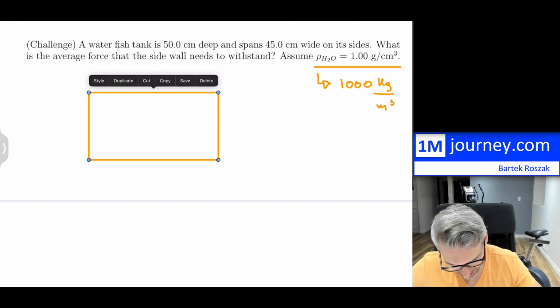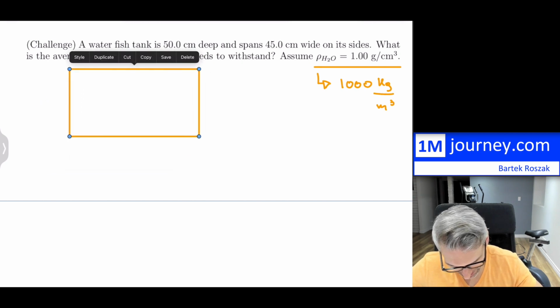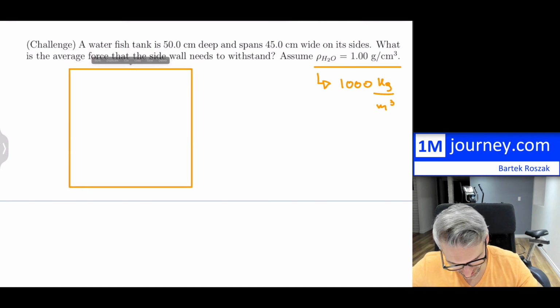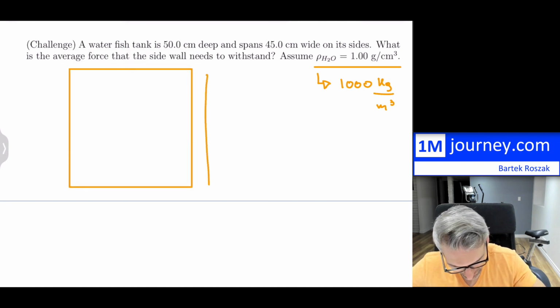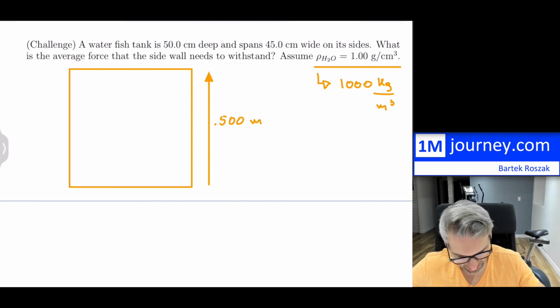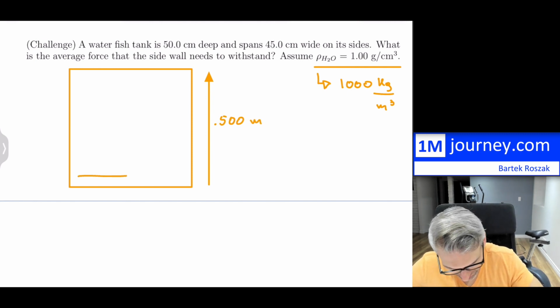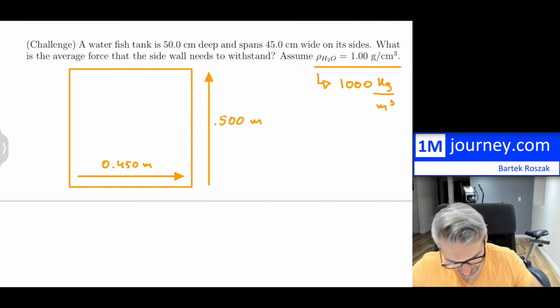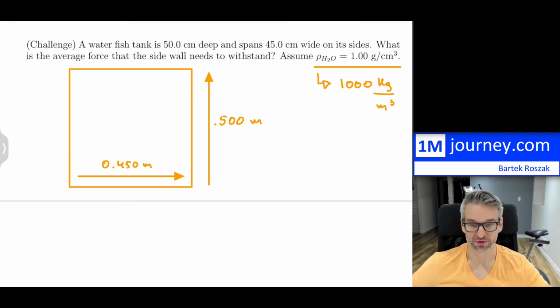If it's 50 centimeters deep, it doesn't look exactly like this, so let me make it proportional. It looks like it's deeper. So this is 50 centimeters, or 0.5 of a meter. And then in terms of its width across, it's 45 centimeters, or 0.45 meters, right? So everything in metric standards.